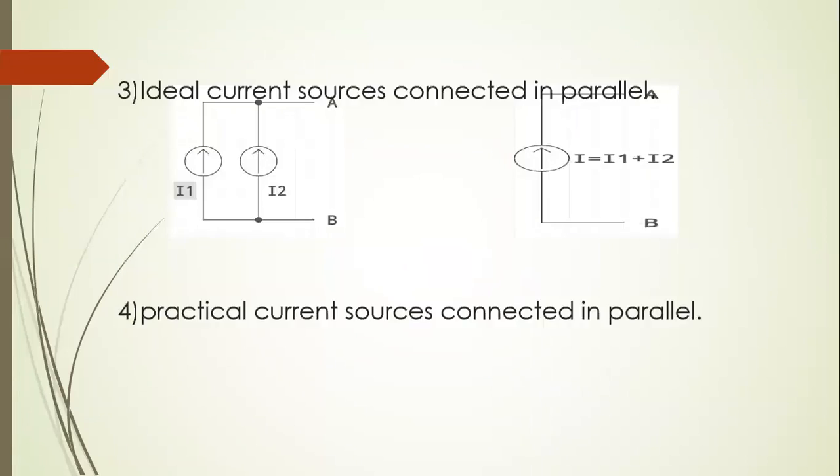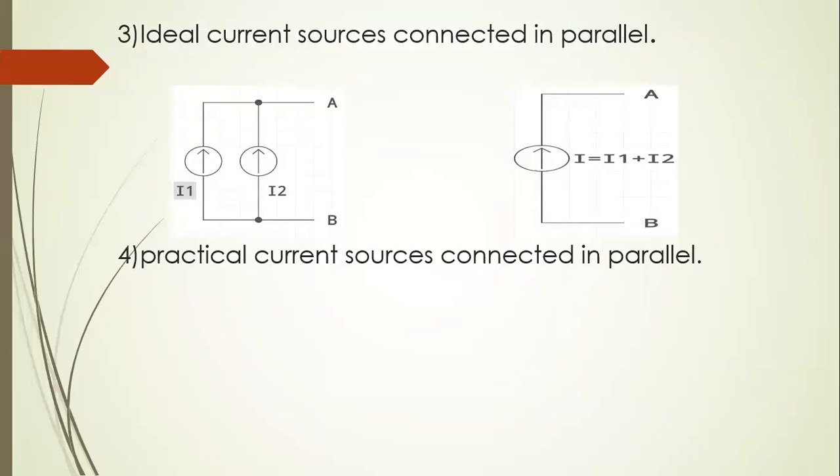The third one is two ideal current sources connected in parallel. If two ideal current sources are connected in parallel, we can transform that to a single current source by just adding I1 and I2. The same thing here also: if I change the direction of a current source, it just changes the polarity, so I is equal to I1 minus I2. The current direction is being changed, hence the sign also gets changed.